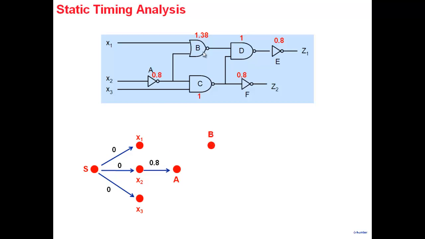All right. So similarly, you can see here B. The output of this particular gate is B. And I can, of course, go from X1 to B.